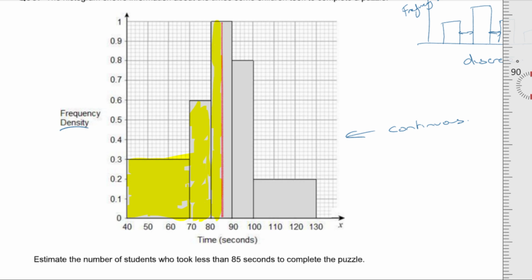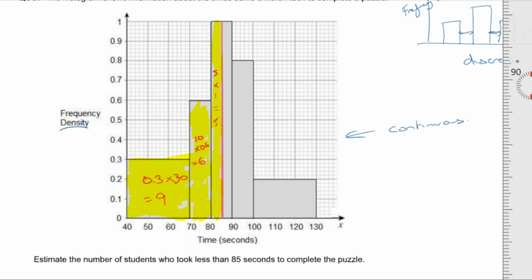So the area of this rectangle is going to be length times width. So that's 0.3 times, 40 to 70 is a distance of 30, isn't it? So what's 0.3 times 30? That's going to be 9, I believe. That represents 9 people. This next bar is 10 times 0.6, so that represents 6 people. This next bar is 5, very skinny, times, how far does it go? Up to 1. Okay, so that represents 5 people.